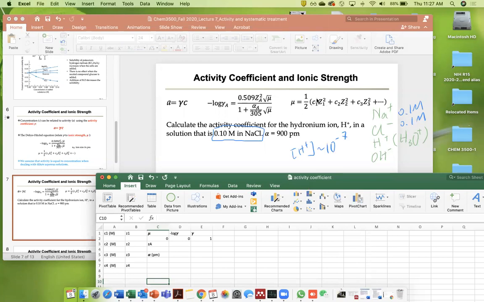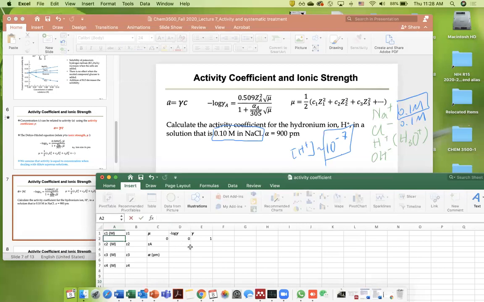Now, if you're looking at this equation, of course, you're supposed to add all the ions together. But if you're looking at this value compared to this value, this actually can be ignored, right? It's much smaller than this value. And if you consider the uncertainty when you're doing the calculation, this actually doesn't affect the result at all because it is too small. So in this case, we only have to consider sodium and chloride. Does that make sense?